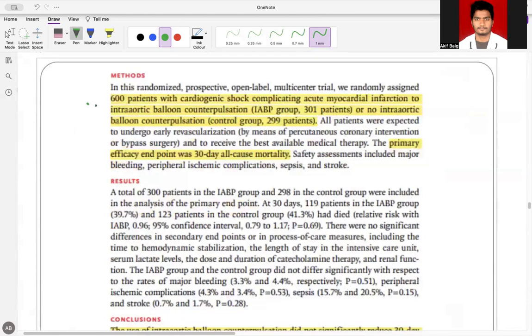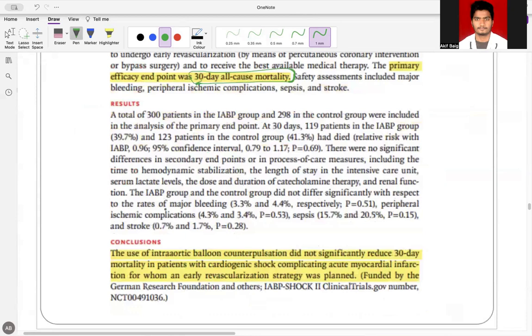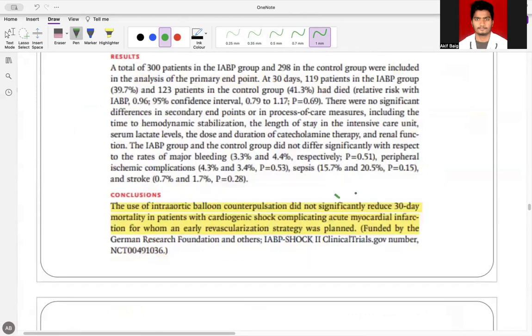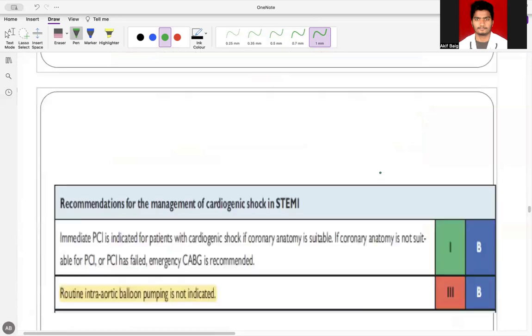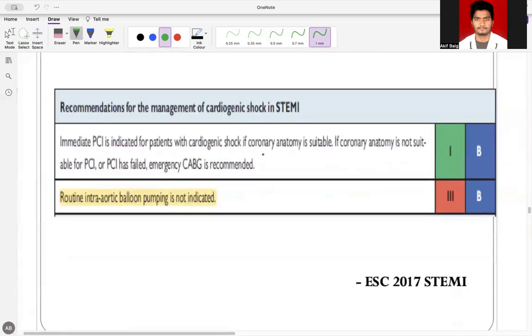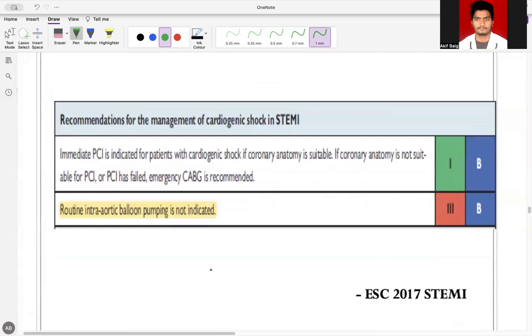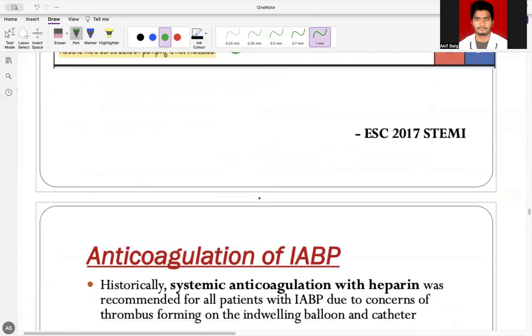They took 600 patients with cardiogenic shock who had acute myocardial infarction, and in half of the patients they put an IABP, and the remaining half had no IABP. The primary efficacy endpoint they measured was 30-day all-cause mortality. The conclusion showed that use of IABP did not significantly reduce mortality. So there was no mortality benefit, and thus the recommendation was reduced. The current recommendation says that with immediate PCI, routine IABP is not indicated. Only if it is indicated, like in cardiogenic shock, should you use it.